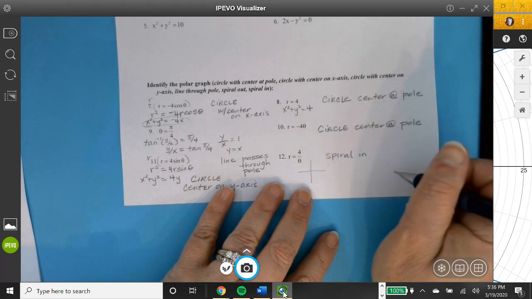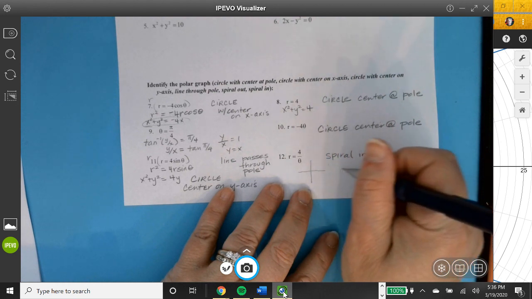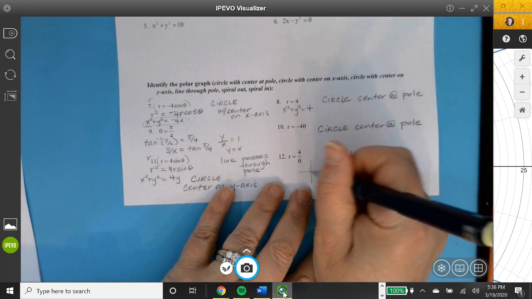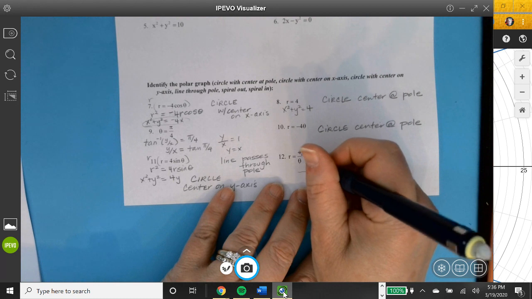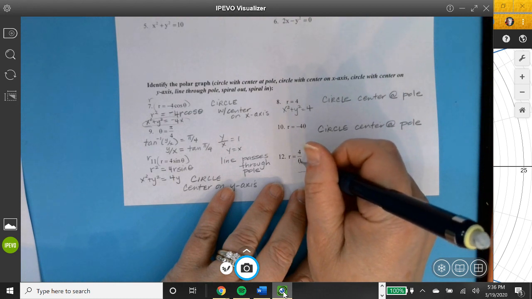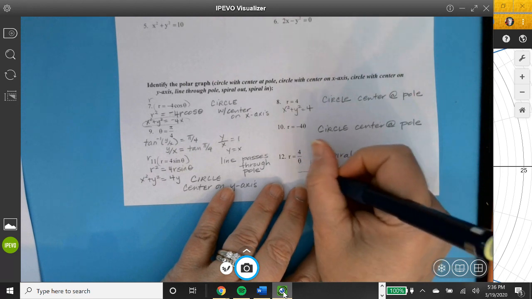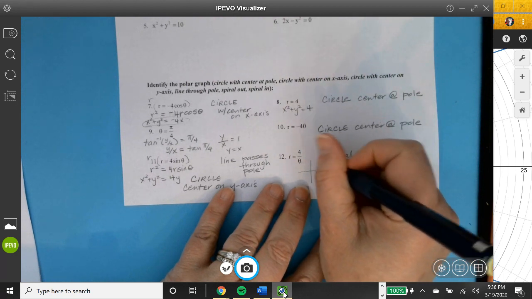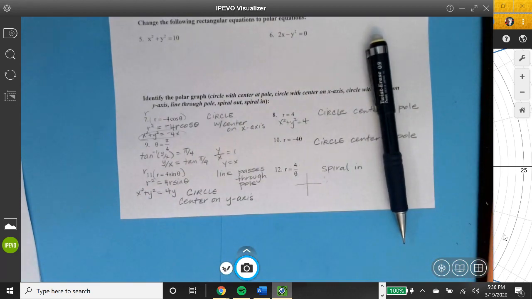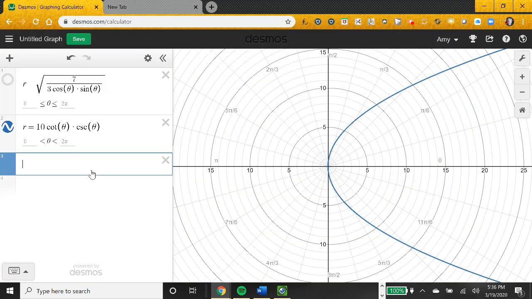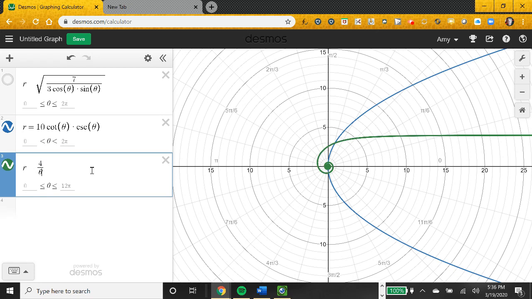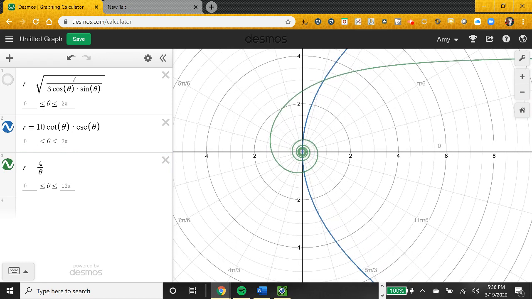Because when theta is 0, r is huge, right? Because if I'm rotating out, theta is 0. I can't divide by 0, but 1 over something very small is very big. So it's going to be out here somewhere, and it's going to spiral in. But I'll prove it to you. Here we go. So we're going to say r equals 4 divided by theta. And there it is. So you see what I'm saying is it spirals in.